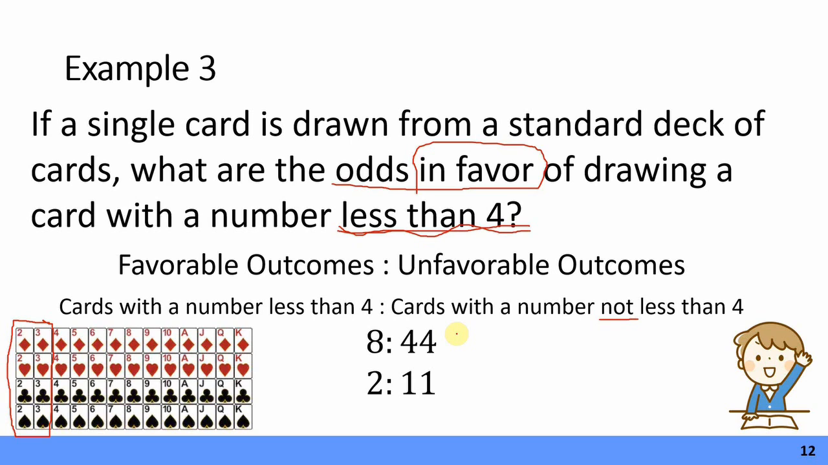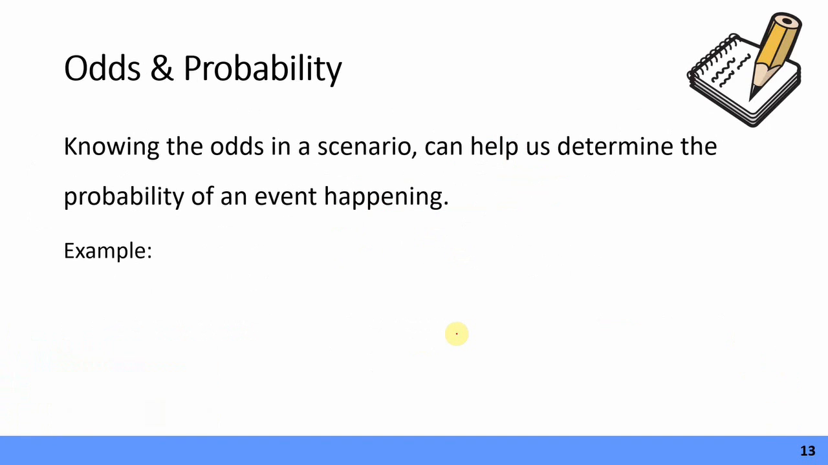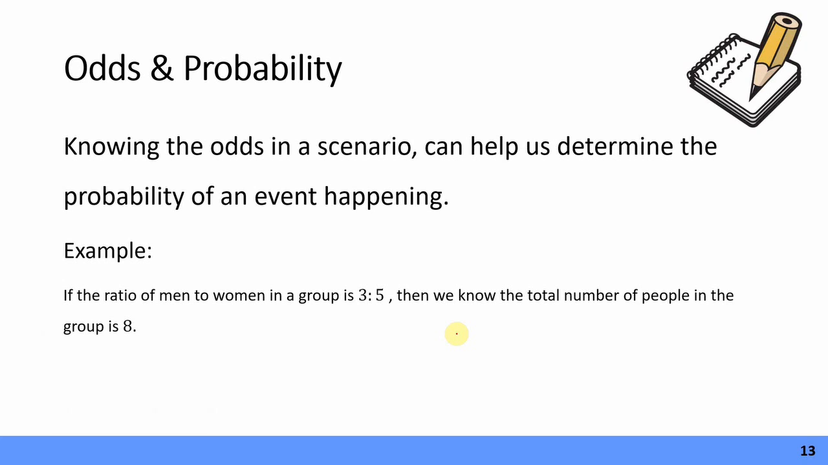So now we're going to move on to something a tiny little bit different. Once you know odds, and I give you the odds just like we've been having on the previous problems, we can actually link it back to probability. So we're going to go over an example real quick. Pretend I go into a certain group and I count the number of men, and I count the number of women. And I come back to you and I tell you, okay, the ratio of men to women is 3 to 5. So that means that there is 3 men and there is 5 women, right? That's what a ratio means.